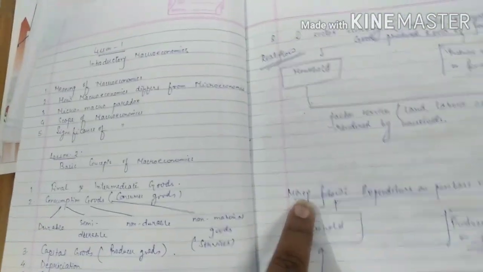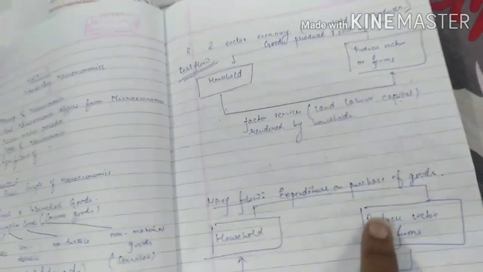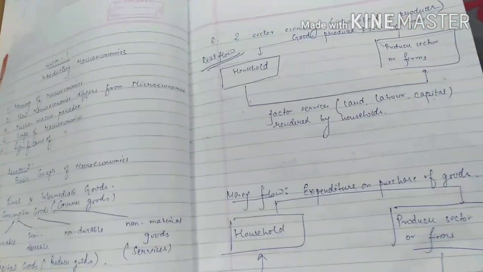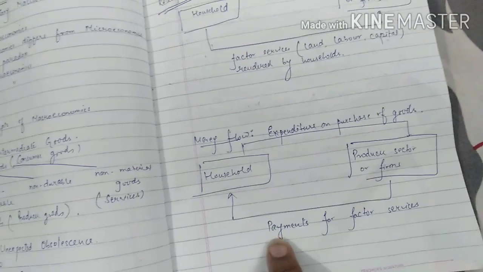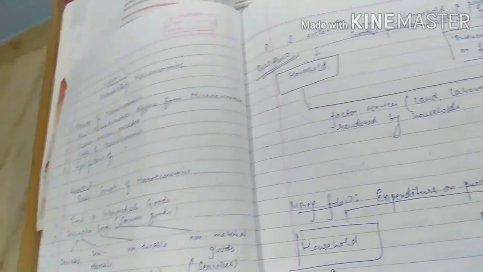Second, you can see money flow. Money flow is the movement of money between the two sectors. Households work for the producers and give them service. When they work for the producers, the producers give them payment, and this payment can be in the form of salary, wages, rent, interest, profit, anything. Whatever payment the household receives from producers is called payment of factor services.